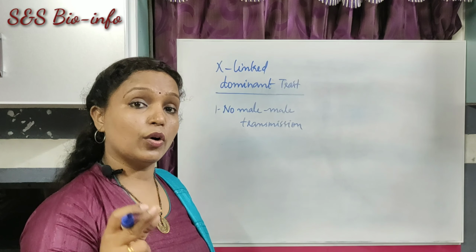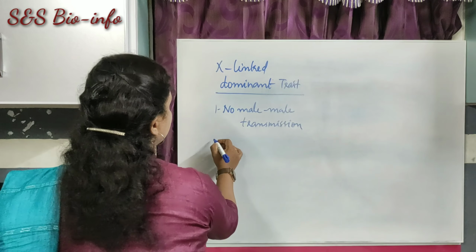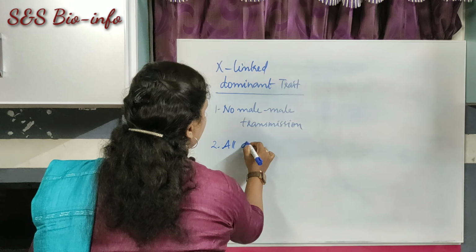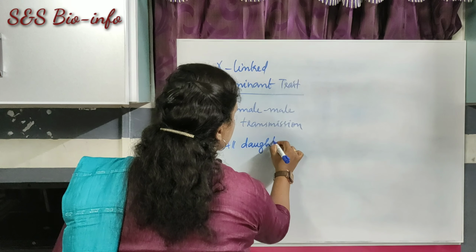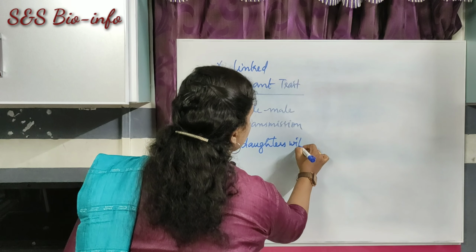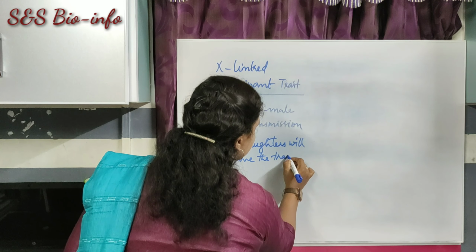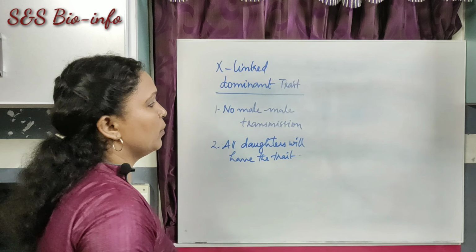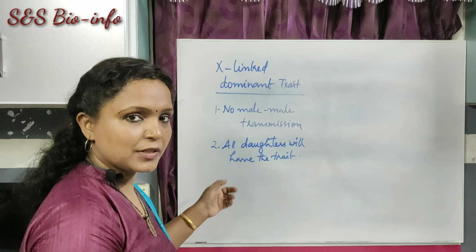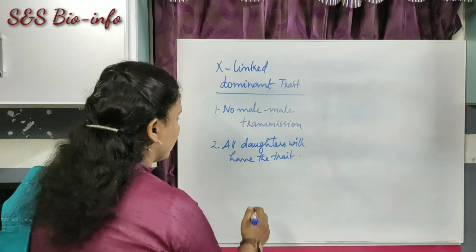The second point, all daughters will have the trait. X-linked dominant trait means the dominant allele is present over the X chromosome. Suppose this is the X chromosome. Suppose a capital H represents the dominant allele. It is present over the X chromosome.